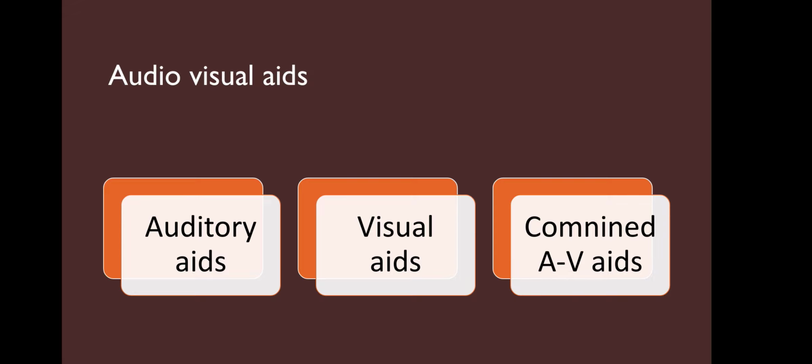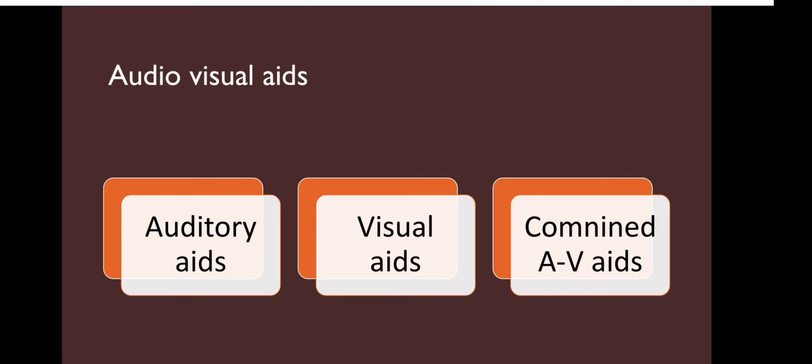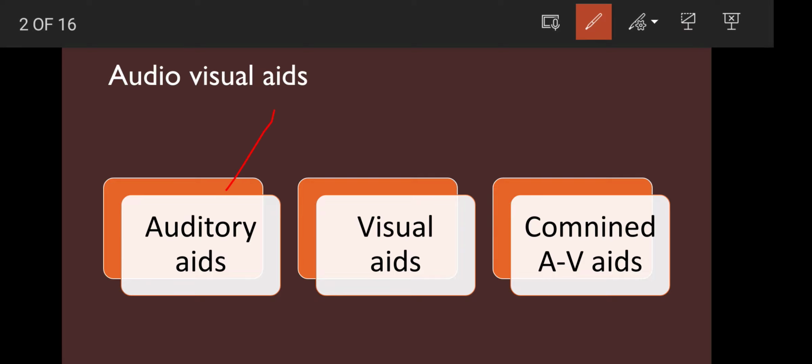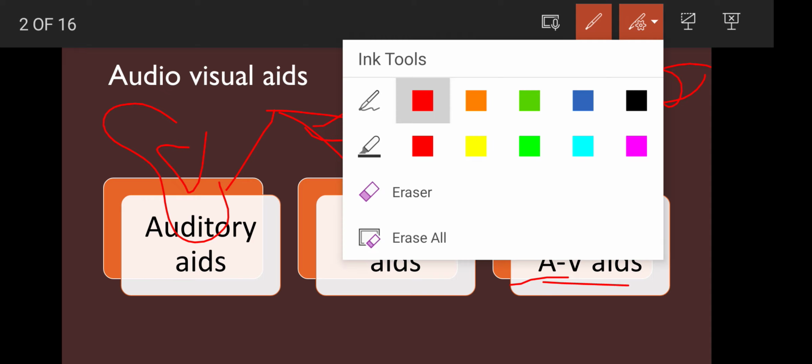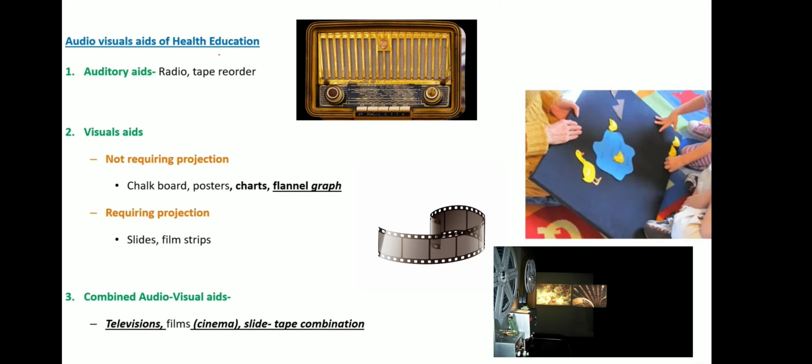We know that no health communication can be effective without the use of these audio-visual methods. So, the various audiovisual aids include the auditory aids, visual aids, and combined audiovisual aids. So, auditory, visual, and combined audio visual. Okay, both audio and visual combined together. Let us begin with the auditory aids. The auditory aids include the radio, tape recorders, microphones, earphones.